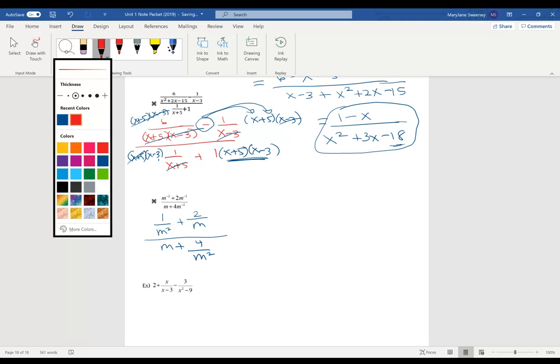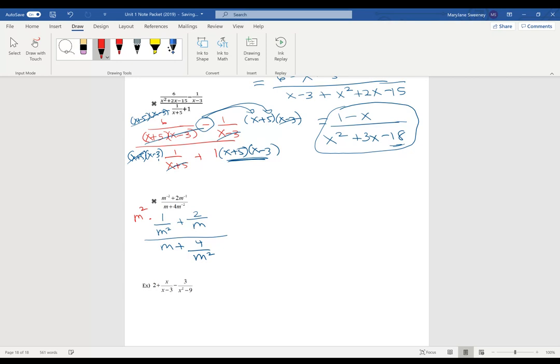Okay, so I'm going to multiply through by the least common denominator, which would be m squared. So that cancels there, leaving me 1 plus 2m. On the bottom, we'd have m cubed plus 4. And that's all we can do. The denominator, if 4 was a cube, then we could do the sum of 2 cubes, but 4 is not a cube, so we're done.